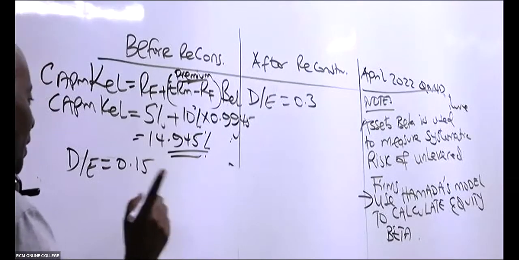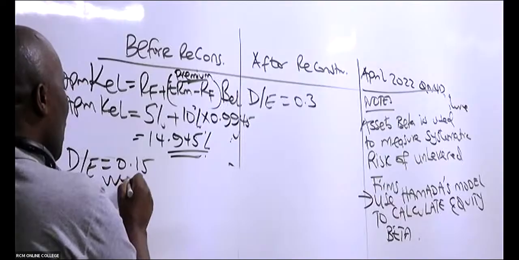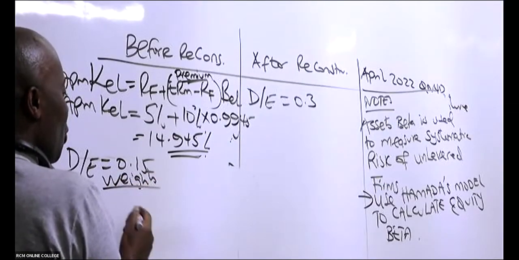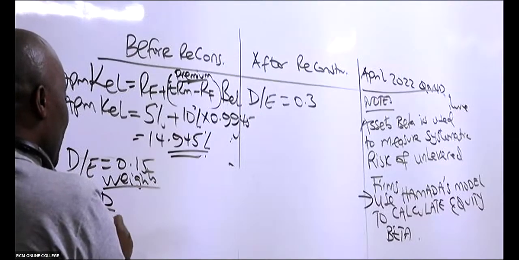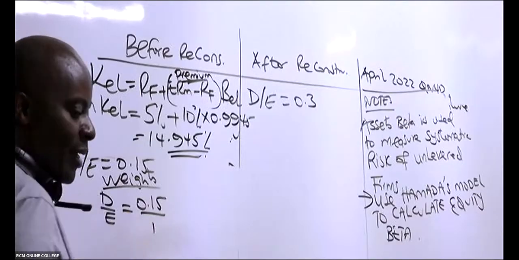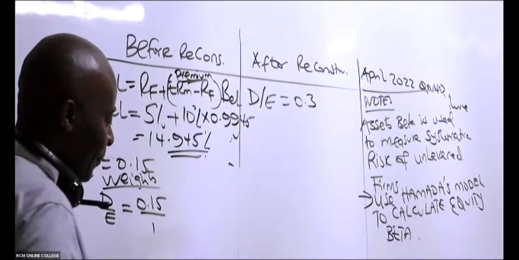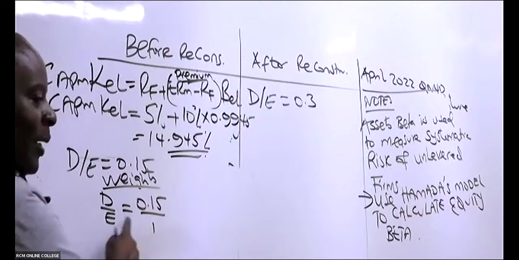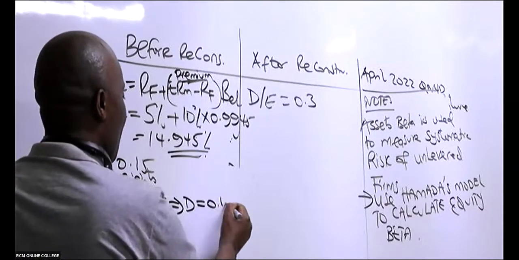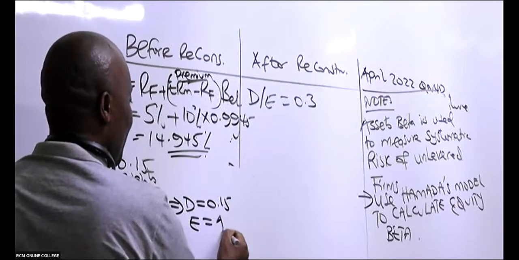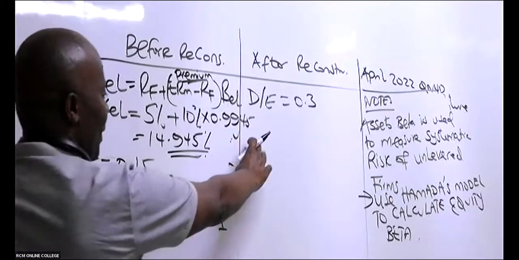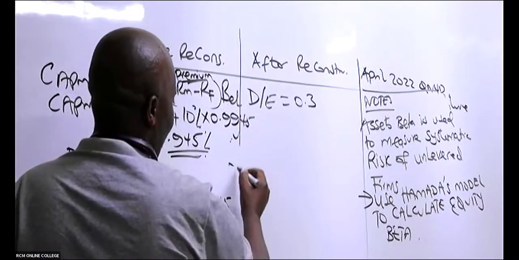Please listen to me very well. Now I'm getting the weights. If you look at this debt over equity, this will be the same as saying 0.15 over 1. Is that okay? Because you see, 1 is normally silent. Meaning that debt is 0.15 and the equity is what here, somebody? Is 1. Don't write on this space. I'm just using it briefly here.